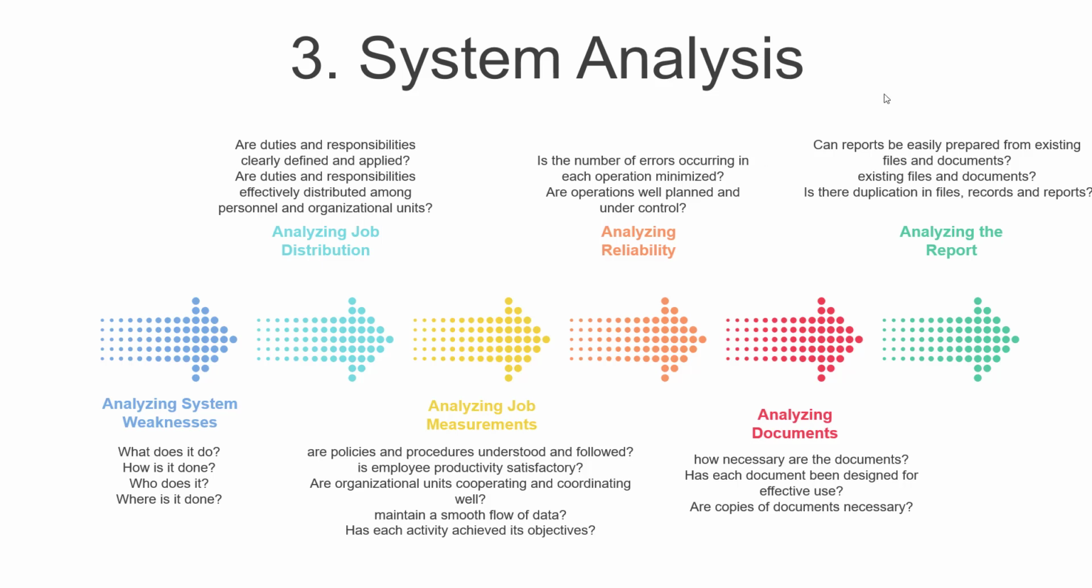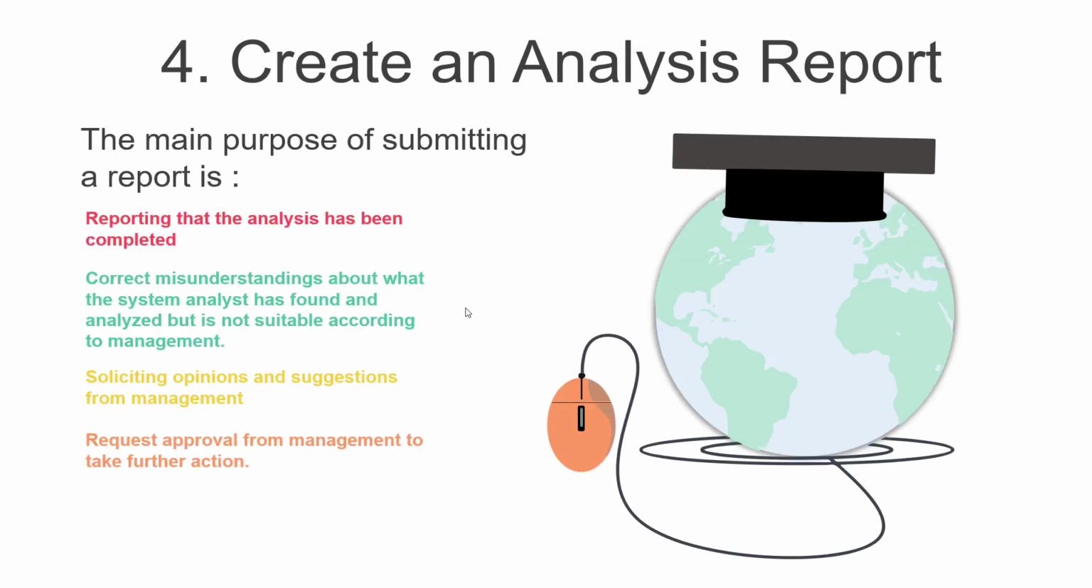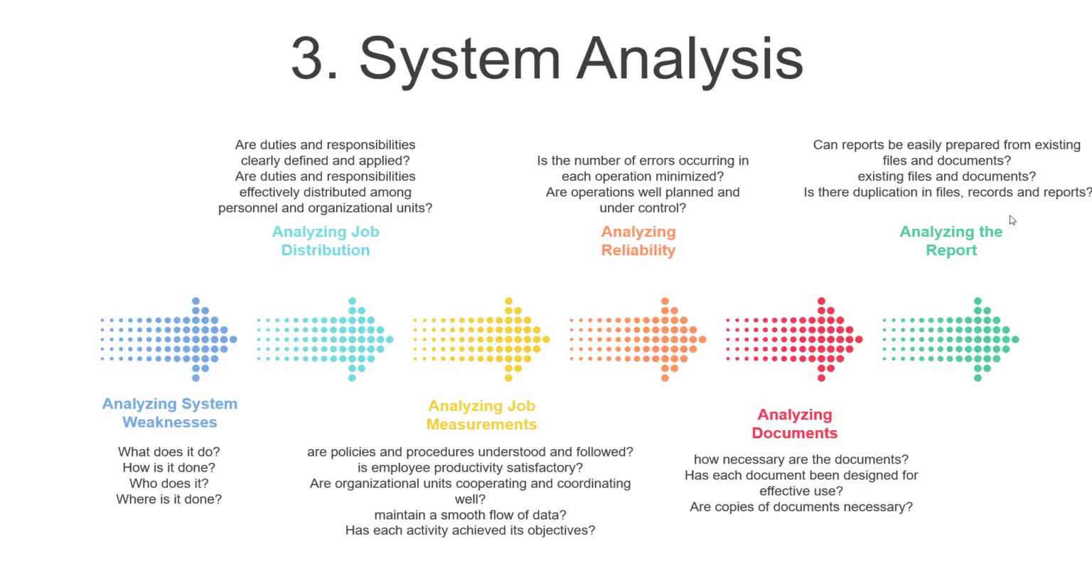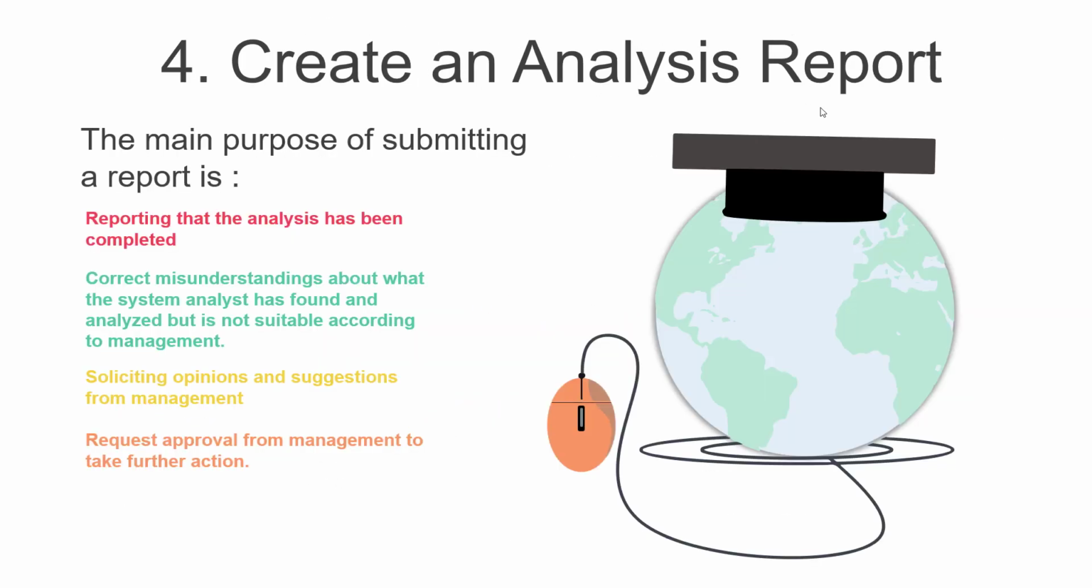I think the steps before are more important. They are system weaknesses, analyzing job distribution, analyzing job measurements, meaning how we can measure the project or the job, analyzing reliability, analyzing documents, and then the last one is analyzing the report. Okay, if we have some report in the system analysis, the last one is to create an analysis report.